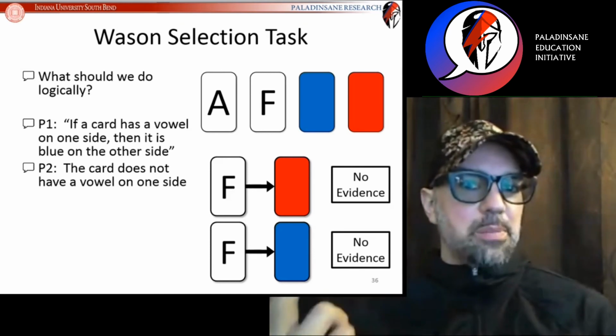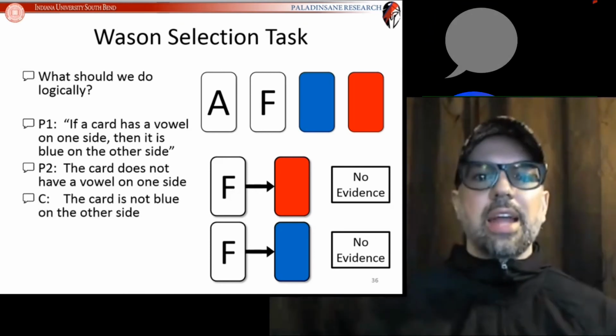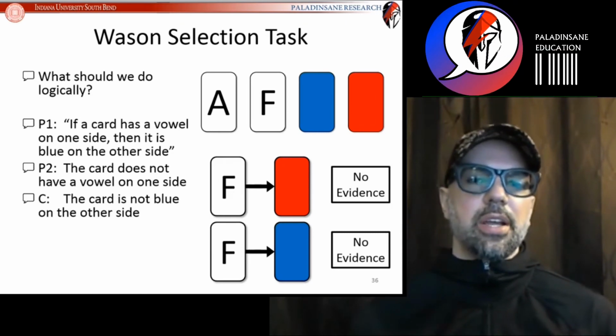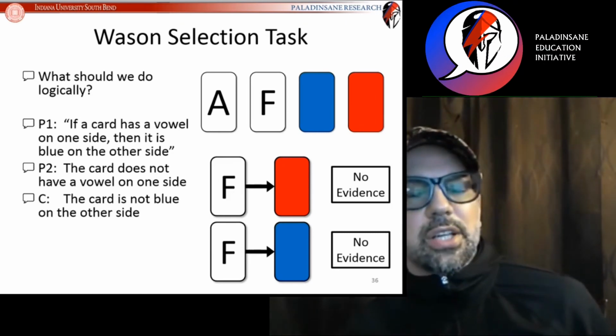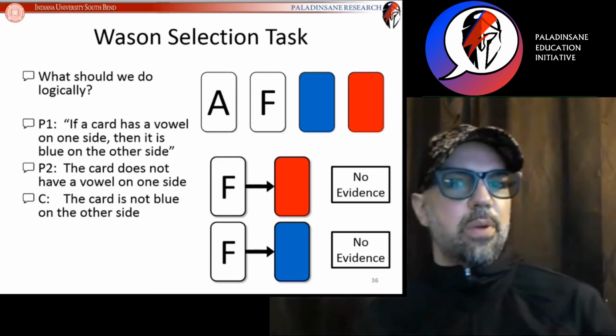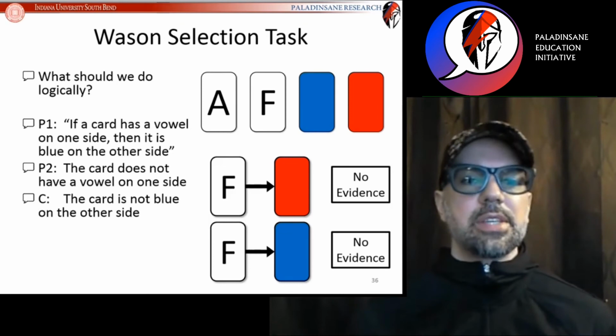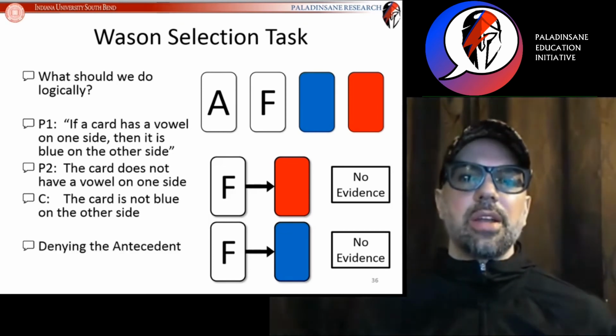So our human minds might want to conclude that given that the card does not have a vowel on one side, then it's not going to be blue on the other side. But in reality, logically, it could be blue on the other side. It could be red on the other side. Either one is possible. Neither one is locked in by the premises, because this is the invalid argument of denying the antecedent.